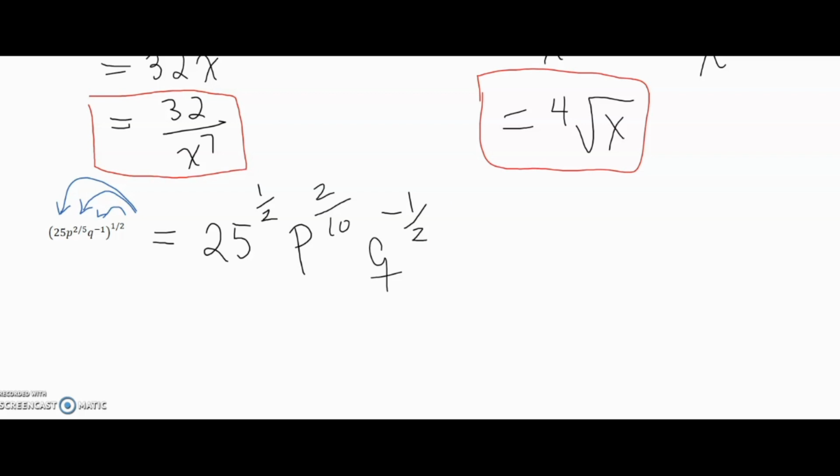Let's see what we can do. First thing I think I would like to try is 25 to the 1/2. I think I can handle that. So that is the square root of 25, which is going to break down, but that's okay. And I'm going to simplify that 2/10 power of p. So that's going to give me p to the 1/5. And the q, well, I'm going to write it as is. I know that that's going to go down in just a bit.